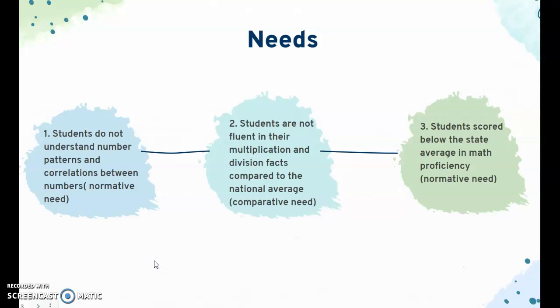The needs. The first 3 needs that were identified of greatest importance were students do not understand number patterns and correlations between the numbers. This was a normative need. The second one, students are not fluent in their multiplication and division facts compared to the national average, a comparative need. And last, students scored below the state average in math proficiency, which was again a normative need.